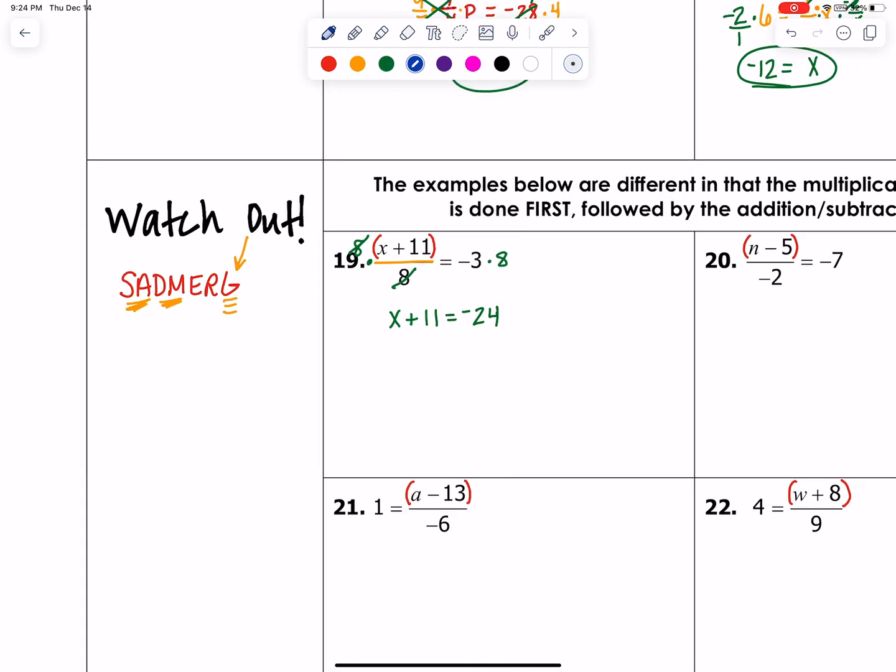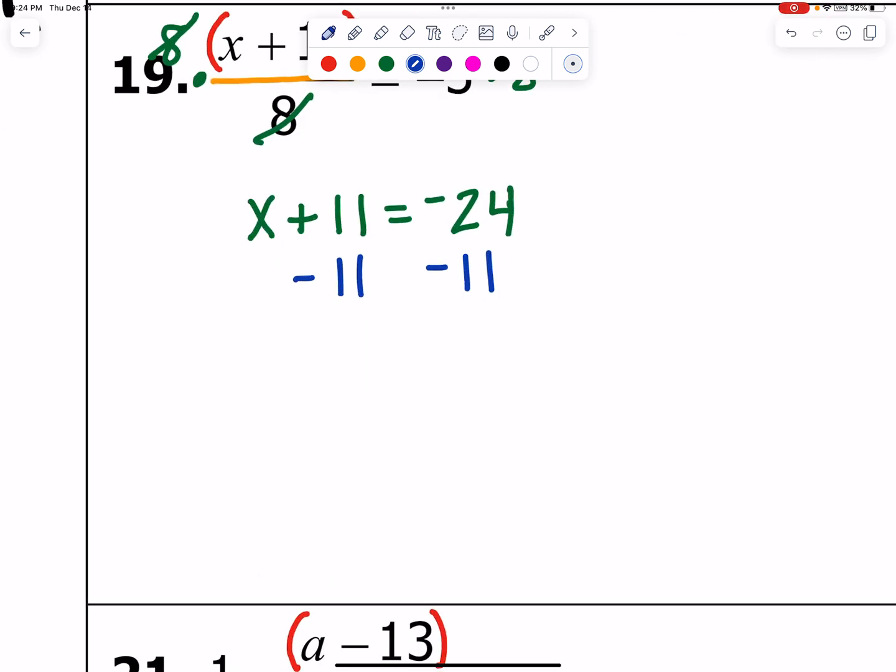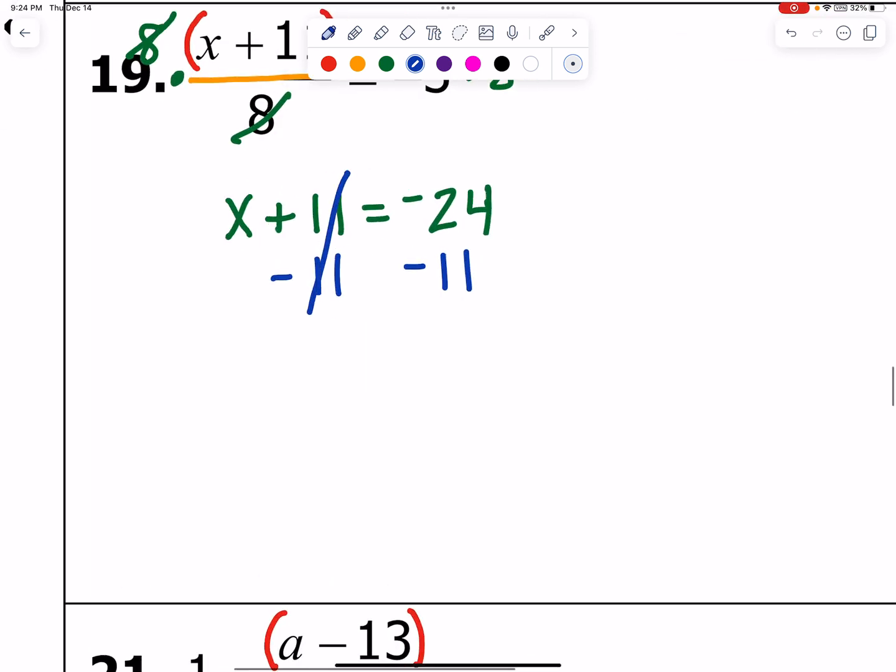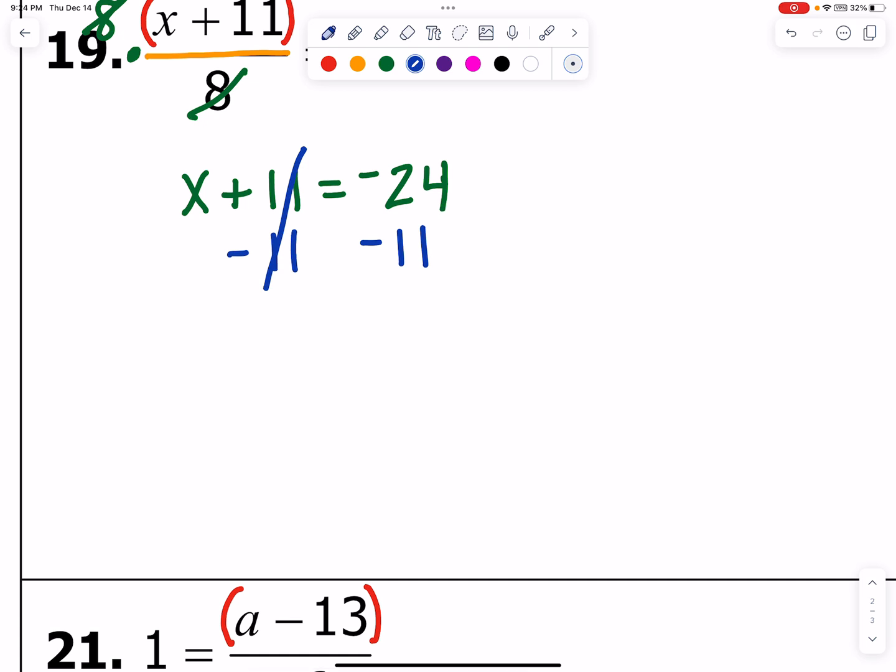Okay, and so we can go back to SADMERG and go, oh, I have addition subtraction I can take care of. So we have minus 11 to both sides. Physically cross that out. And we have same signs, add and keep.